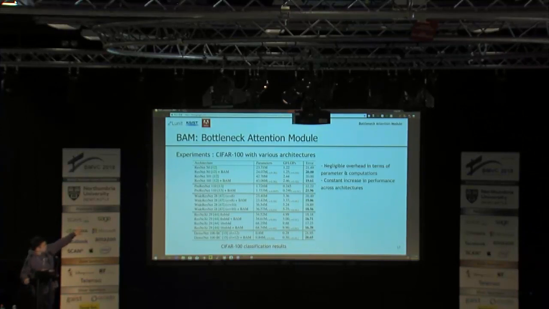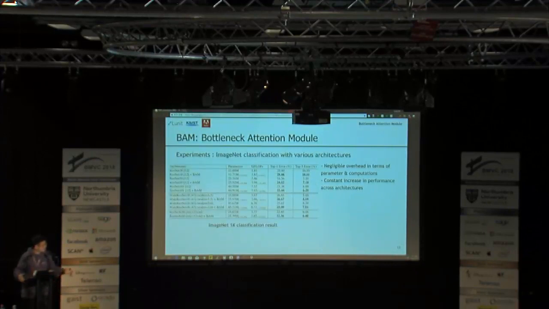There are ResNet 50 and ResNet 50 plus BAM. You can see the overhead is very small, like 1% or 2%, but there are clear improvements in performance in every architecture. But CIFAR 100 is very small, so we tried ImageNet. In ImageNet, the overhead is still very small, like 1% or 2%, and there are also clear improvements in performance in every architecture we tried.